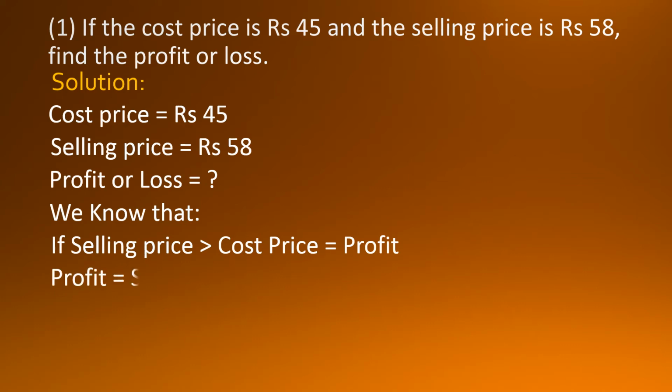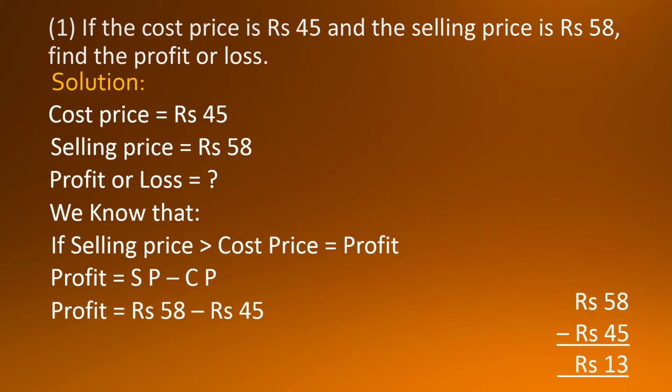So we know that if selling price is greater than cost price, we have a profit. And profit is equal to SP minus CP. Now put the value. Rupees 58 minus rupees 45. Do the subtraction. 58 minus 45, we get 13. So profit is equal to rupees 13.